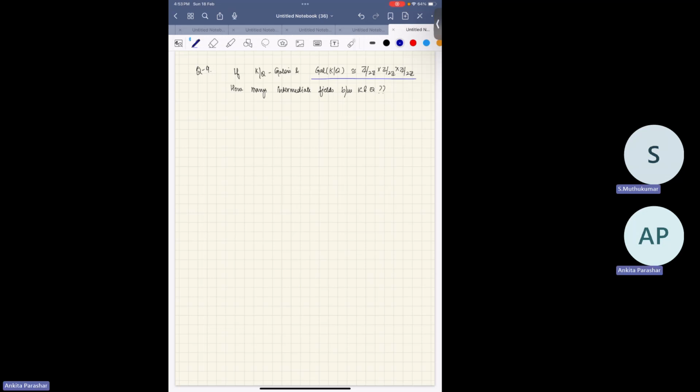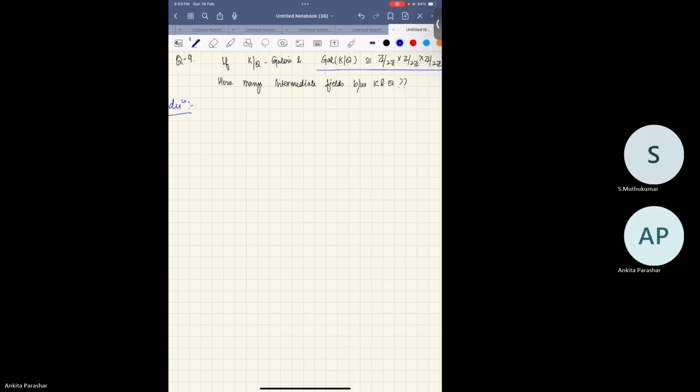This is something which is more involved. This question is not simple. So maybe I'll quickly go. K over Q is a Galois extension. This is given. And the Galois group is Z2 cross Z2 cross Z2.